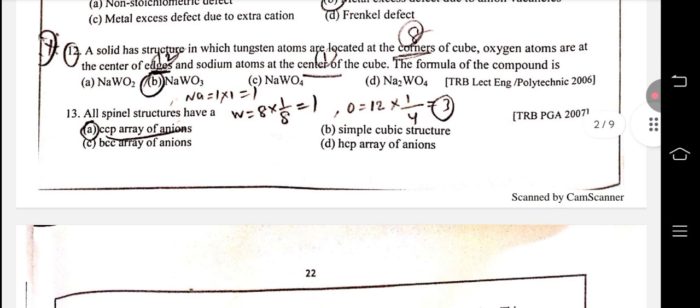12. The solid in which tungsten atoms are located at the corner of the cube. Tungsten at the corner of the cube, corner means 8. Oxygen atoms are at the center of the edges. Center of the edges, 12. Sodium atom at the center of the cube. Center of the cube, 1. The formula of the compound is, therefore, sodium 1, tungsten 1, oxygen 3. Therefore, B is the right answer.